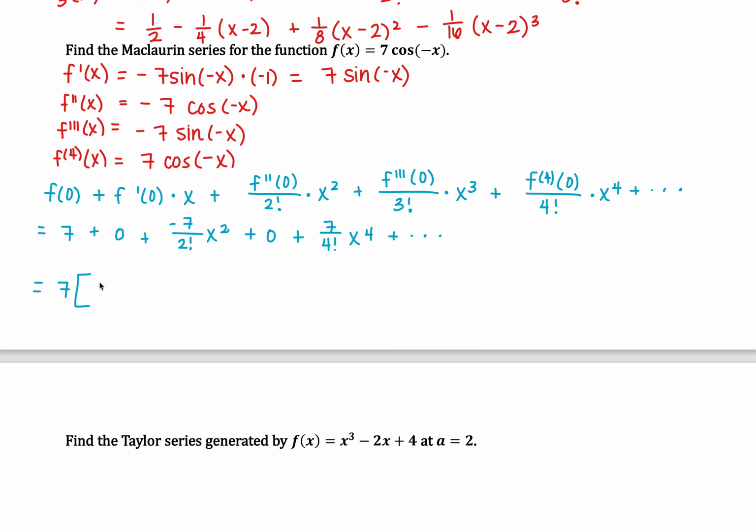So that leaves me with 1 minus 1 over 2 factorial times x squared plus 1 over 4 factorial x to the fourth. And you can probably see how this would continue. Your next one would be minus 1 over 6 factorial x to the sixth plus 1 over 8 factorial x to the eighth. You can see that pattern continuing.